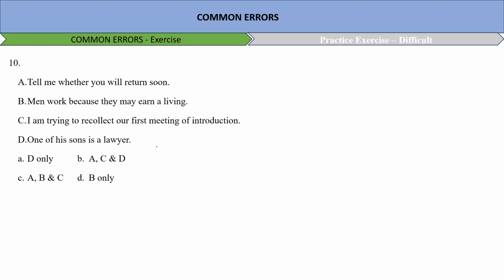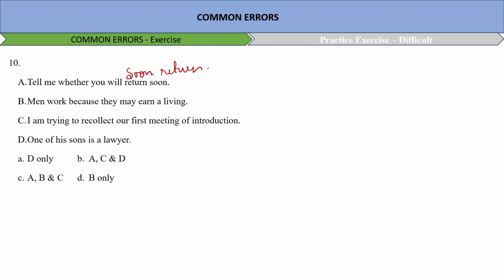Tell me whether you will return soon. Men work because they may earn a living. I am trying to recollect our first meeting of introduction. One of his sons is a lawyer. Okay, this doesn't seem like a paragraph, of course, but we will treat them individually. You see the first sentence. Tell me whether you will soon return, as if someone is asking, right? Soon should be placed before return to modify it correctly. Okay, before, so that it modifies it appropriately, not after.